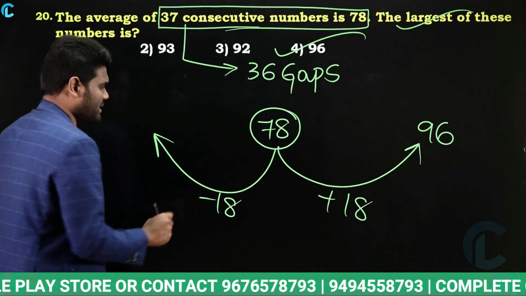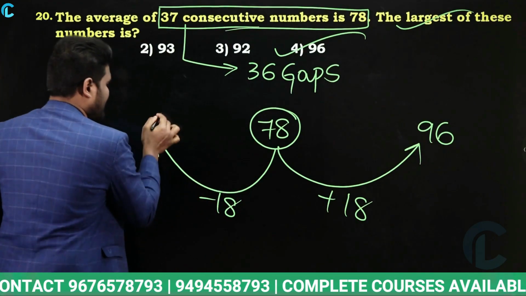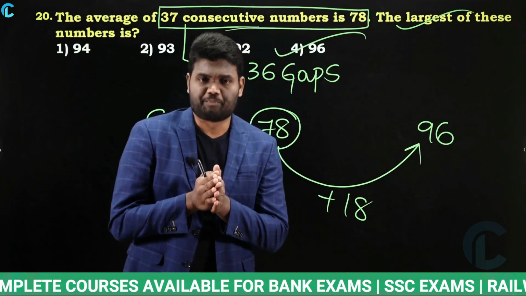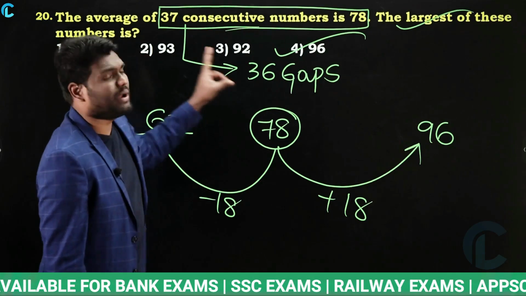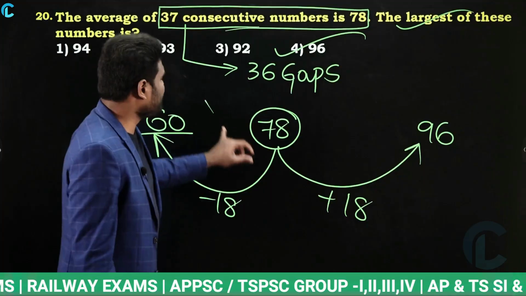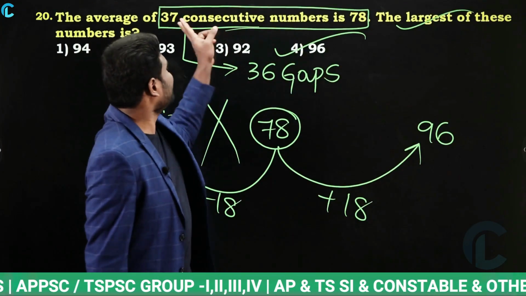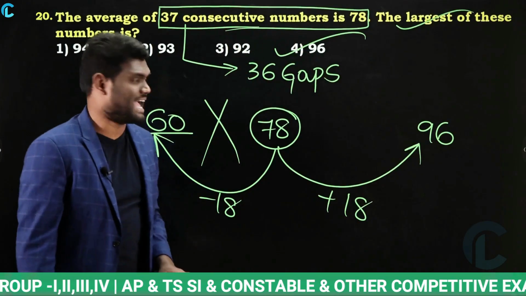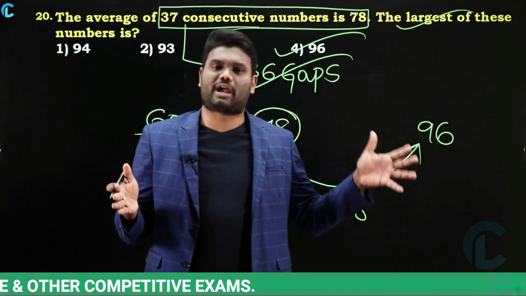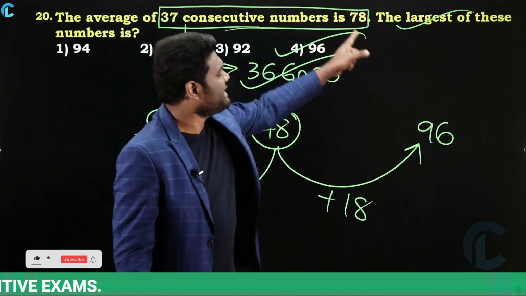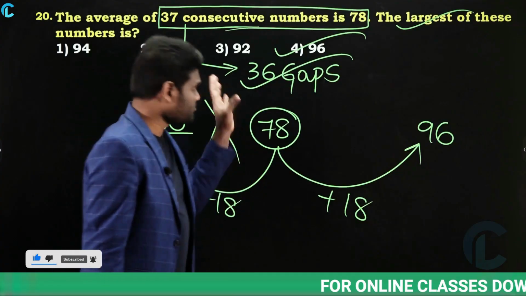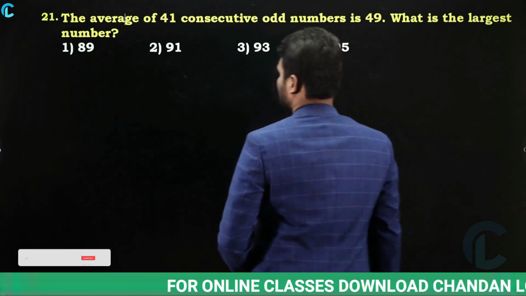If they ask you the lowest number, then 78 minus 18, so the lowest number is nothing but 60. Very simple. Once you learn the concept, you need not do anything. Without representing this diagram also, you can mark the answer easily. You do not need pen and paper also. Directly you will say, for 37 consecutive numbers, you will have 36 gaps. Out of these 36 gaps, 18 will be forward, 18 will be backward. So if you need to know the highest number, 78 plus 18. If you need to know the lowest number, 78 minus 18. If you learn this concept, you can mark those answers much faster.